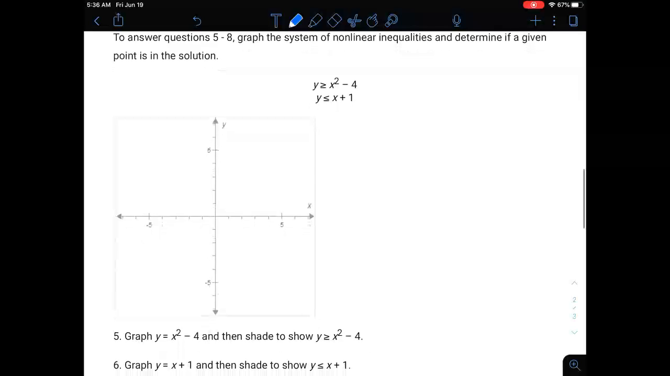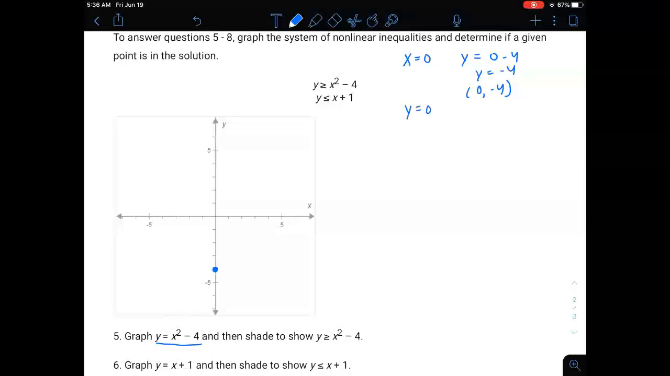Okay, so this one is going to be pretty involved here, so stay with me. All right, now the first one here says graph y equals x squared minus 4. So in order to do that, we've got to find a couple points here. So for this first one, we can set x equal to 0. So if x is equal to 0, y is equal to 0 minus 4. So y is equal to minus 4. So our y-intercept is at (0, -4). So let me make a plot, (0, -4). There's our y-intercept.